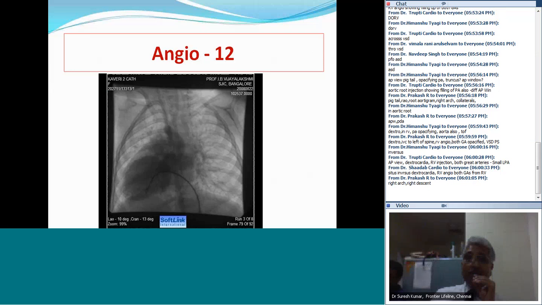But the point is, if you are looking for a TAPVC, you need to inject into both the pulmonary arteries to be sure that the left pulmonary artery is draining into the vertical vein and the right pulmonary artery is draining into the vertical vein. This may well be a TAPVC, but we haven't shown it. What we have shown is that the left lung is draining into the vertical vein. If a RPA injection will show a similar pattern, then we will say that it is a TAPVC.